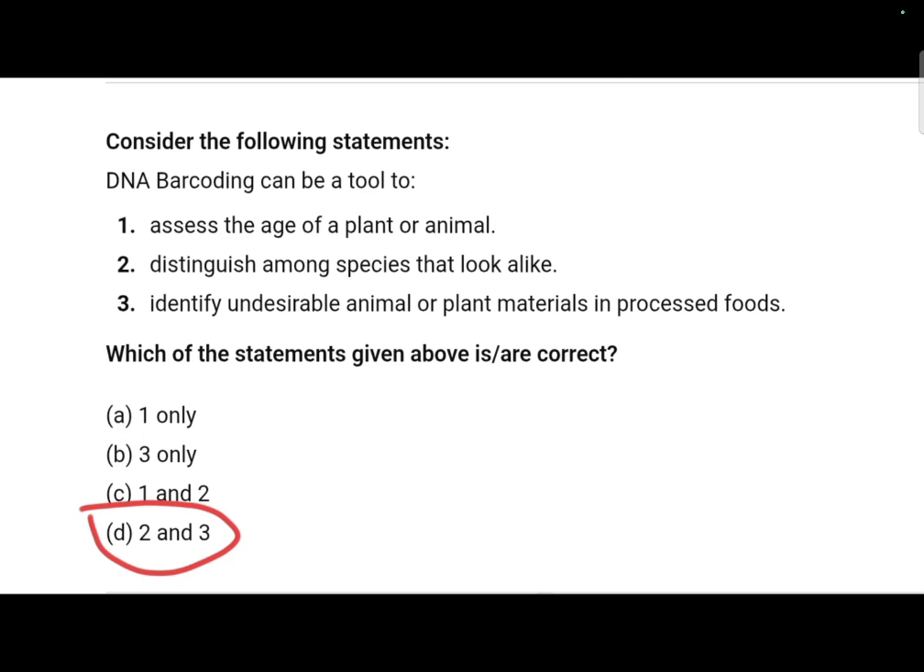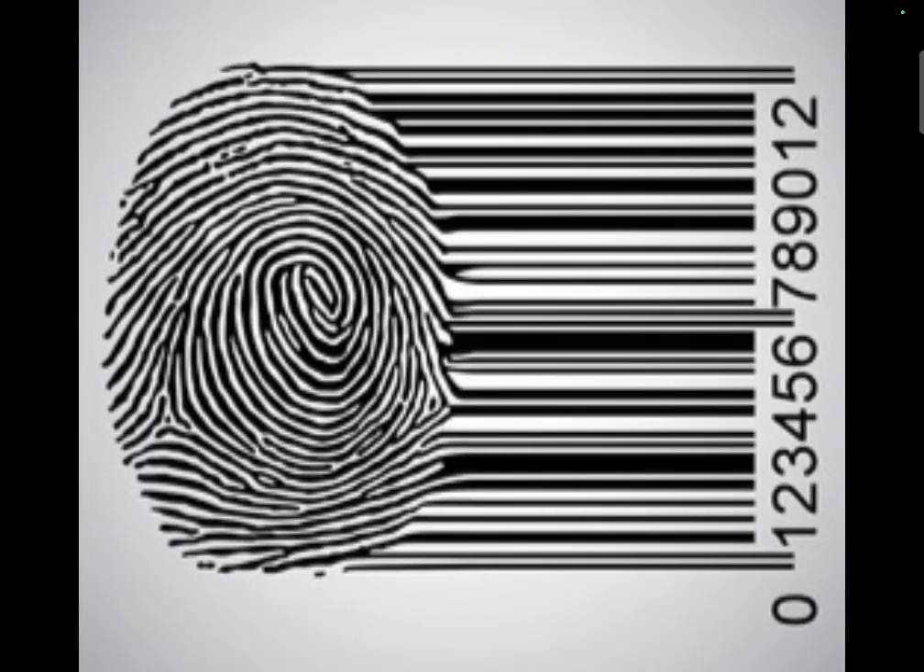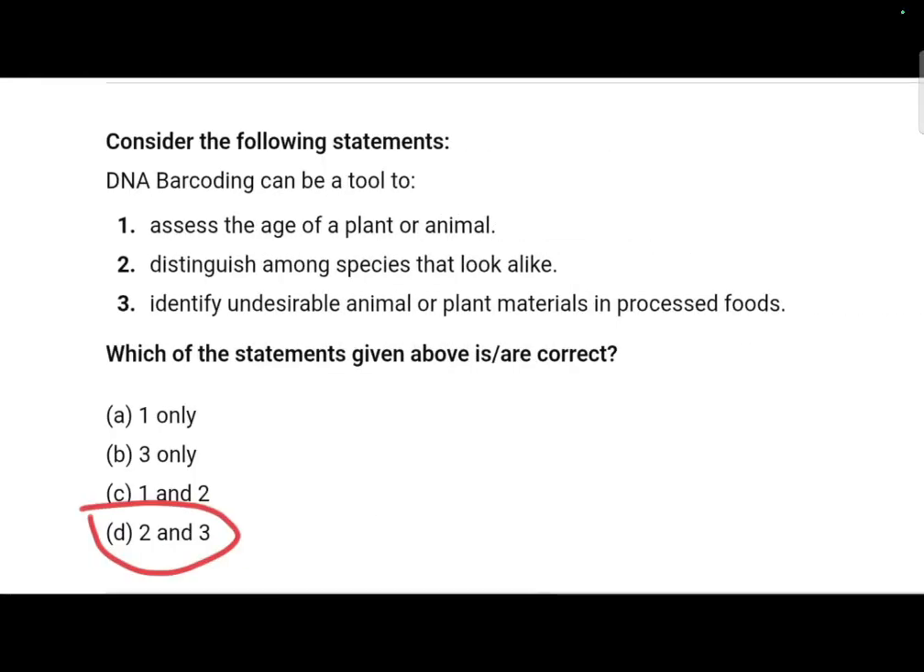So the question says, DNA barcoding can be a tool to A. Assess the age of a plant or an animal. No, this is not right, because can our fingerprints help us in understanding our age? No, it cannot. Can a barcode tell us about the expiry date of a particular product? No, it cannot. So yes, it cannot assess the age of a plant or animal.